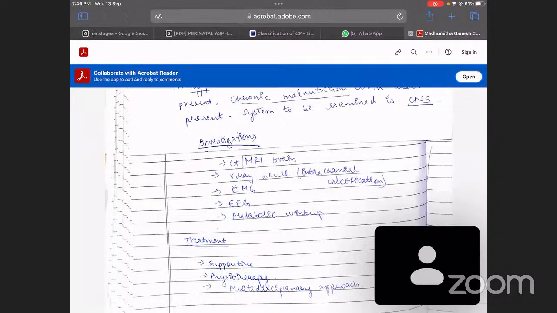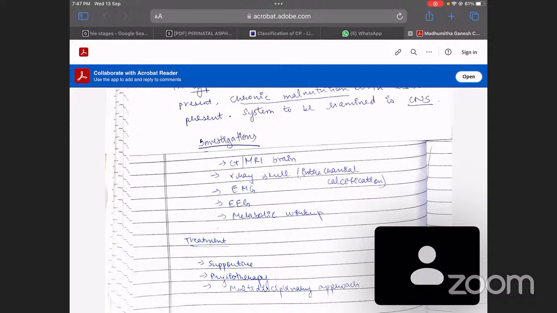Can you say any latest advancement in the treatment of CP? I'm not sure about this, sir. Do you know about the DBS? What is the full form of DBS? Deep brain stimulation. Very good.